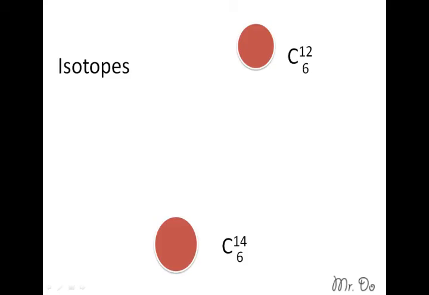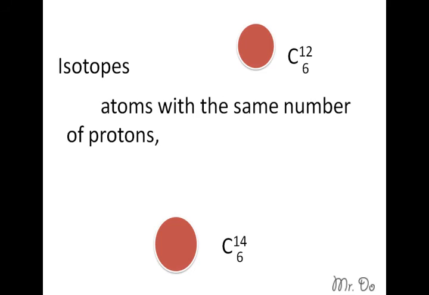Isotopes. Isotopes are atoms with the same number of protons. So, the number of protons on the bottom, they're both carbon.